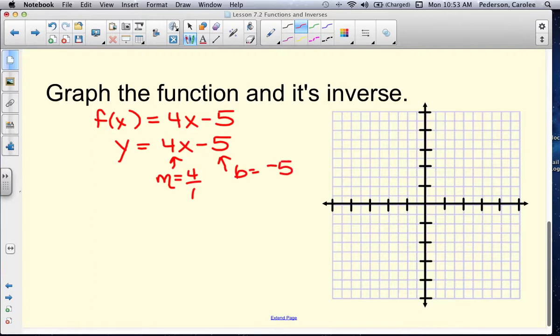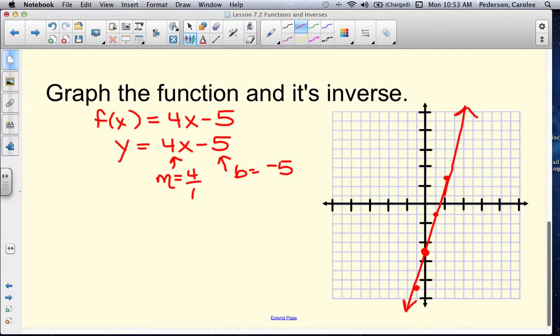So let's go over and graph it. So first thing we graph is the y-intercept, which is negative 5. And now we're going to do our rise over our run. So we're going to rise 4 and run 1. Or we can go the other way. We can go down 4 and then left 1. And now let's connect our dots that create our line.